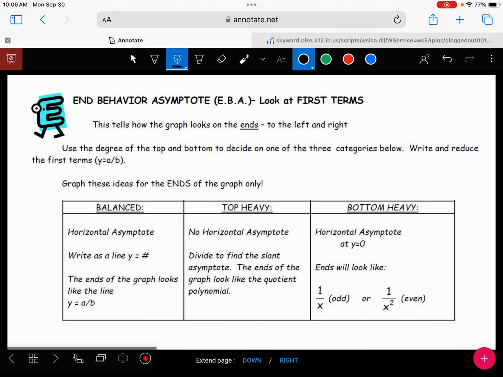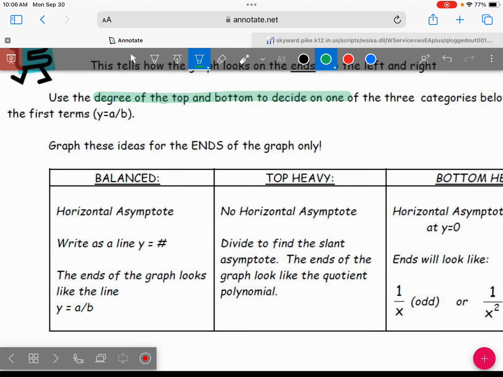Okay, so now it's our end behavior. So there's 3 different types of end behavior. And to figure out what it's going to be, which of the 3, you're going to look at the degrees. So we're going to use the top and bottom degree to decide which category. So if your degree is the same, top and bottom, then it's balanced. And we simply have to divide our leading coefficients.